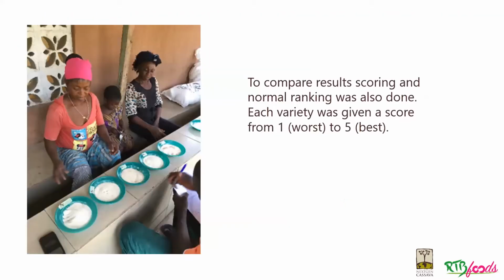Then, to compare results, we also did scoring on the 5 varieties. Here you see Gari from 1 batch, and you see we did scoring and normal ranking, and we concluded, I'm not presenting that, that the scoring results are not really informative.